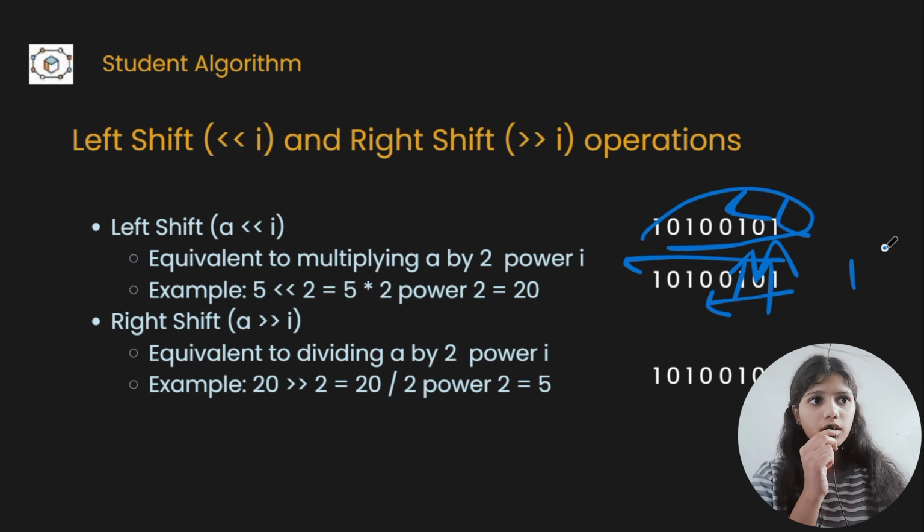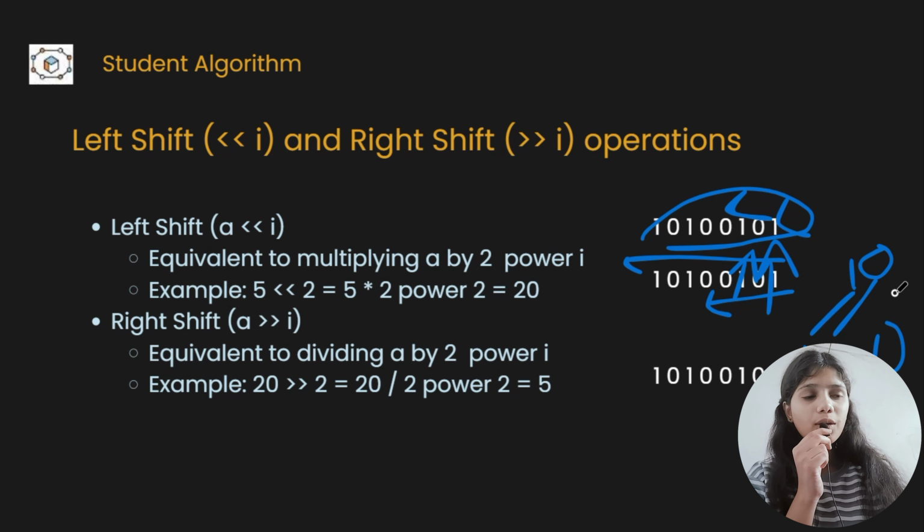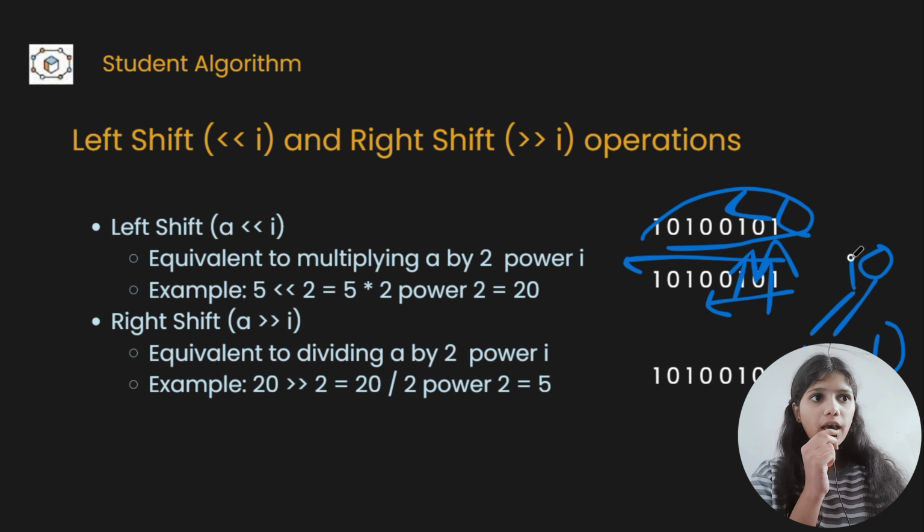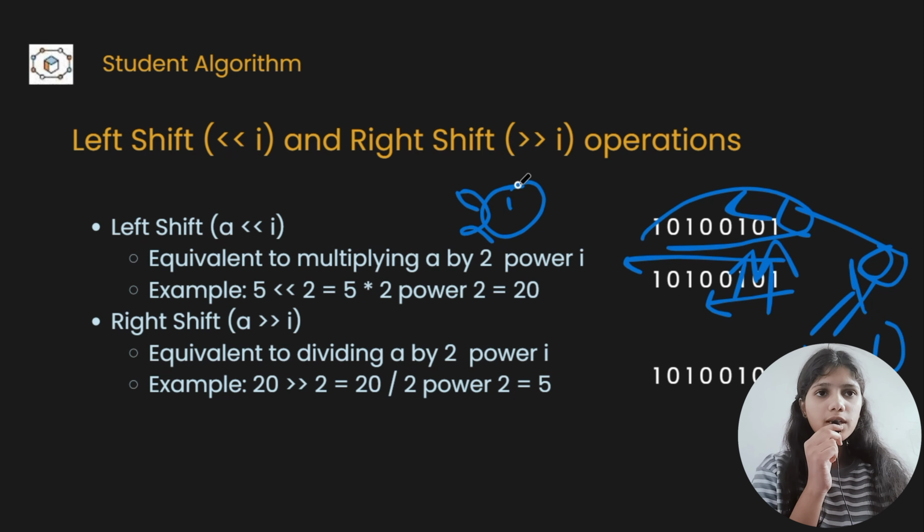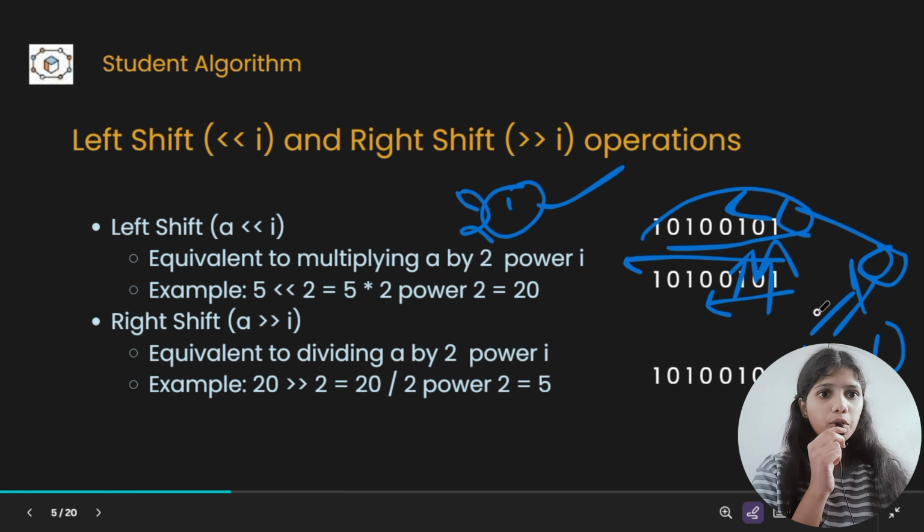Suppose I have 1 0, and now I am moving it to 1 0 0. What exactly happened? The value increased, absolutely. When you perform shift operations, we will be multiplying by 2 power I, where I is the number of times that you have shifted. 1 0 is nothing but 2. If I shift this one time, it turns into 4. I mean 2 into 2 power I, right?